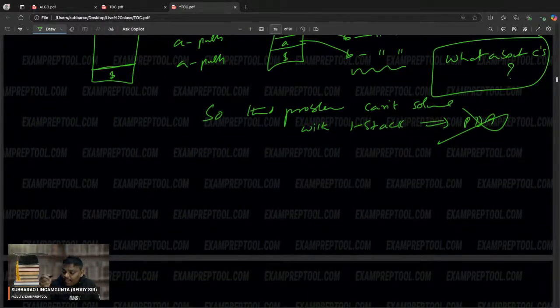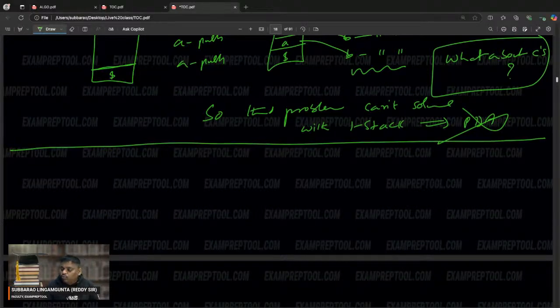If at all one comparison is there, finite automata fail. If there is more than one comparison, here A's and B's you have to compare, A's and C's also you have to compare. More than one comparison, PDA fails. So for this one, you have to go for Turing machine.